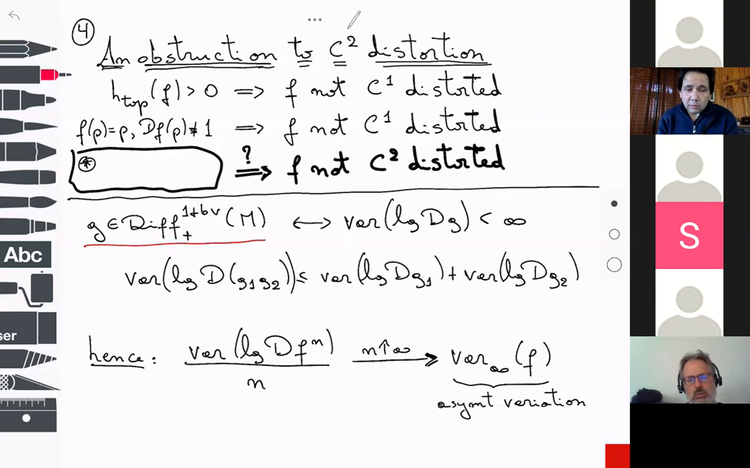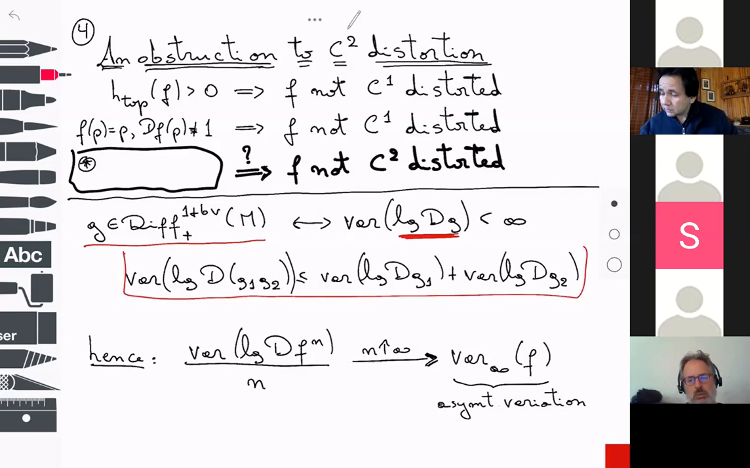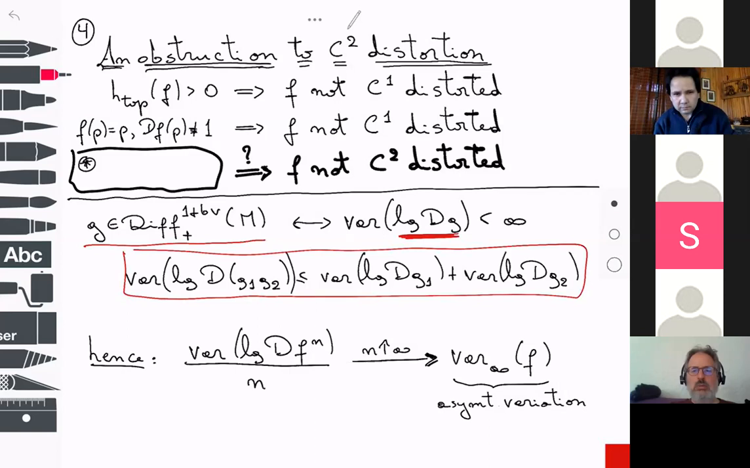And if you impose the condition that the derivative has bounded variation, this is the same as saying that the logarithm of the derivative has bounded variation. And it's better to look at the logarithm of the derivative because of this inequality here, which says that the variation of the logarithm of the derivative is sublinear, okay? Which is just an application of the mean value theorem. The chain rule, actually. It's just the chain rule plus the triangle inequality.